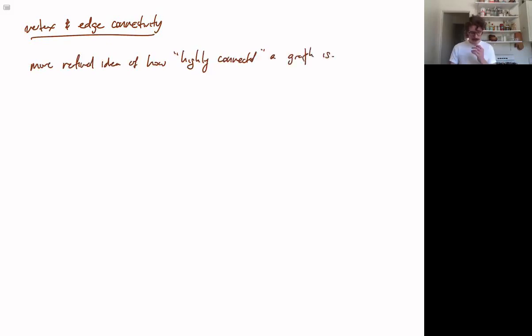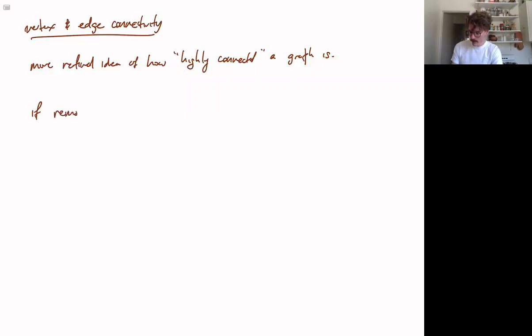So let me write that down. More refined idea of how highly connected a graph is. And basically, the way we'll define these things is how many vertices or edges do you need to remove in order to disconnect the graph. So let's go through this in detail.